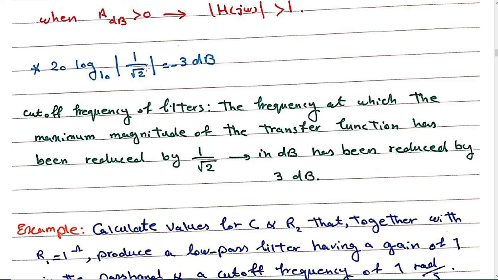So if you have the Bode plot and you want to look for the cutoff frequency, you just find the maximum value and 3 dB below that and see what the frequency is. So that frequency is the cutoff frequency. That's why we calculate the log of 1 over square root of 2.